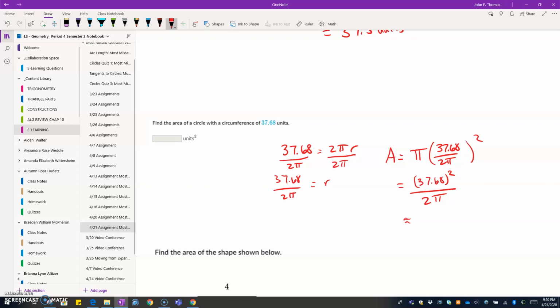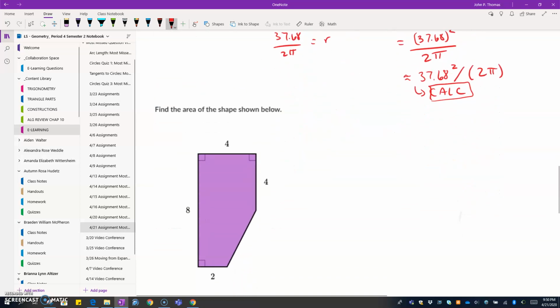Entering it in the calculator, a big thing to remember: you've got your 37.68 to the second. But then when you divide, you're going to want to divide by the quantity 2 pi. The most common mistake is to not put that last set of parentheses there, and that's going to cause your final answer to be off. And then your answer is going to be units squared on this one. So we would go to the calculator from here, and I'll leave that as an exercise for you to finish out.